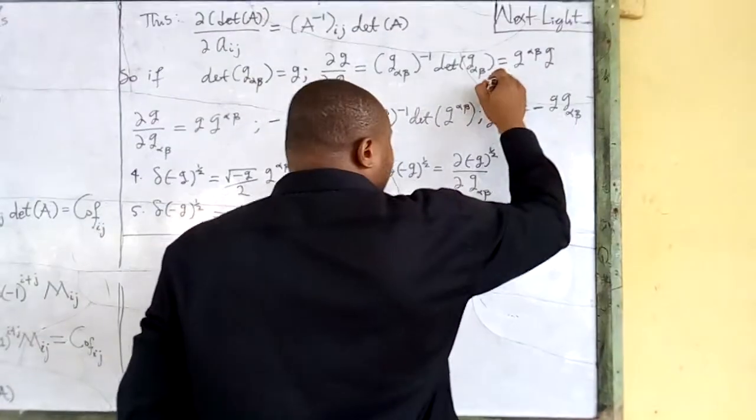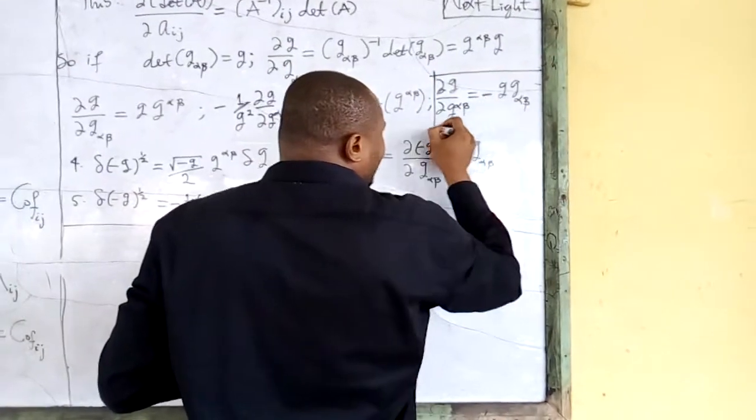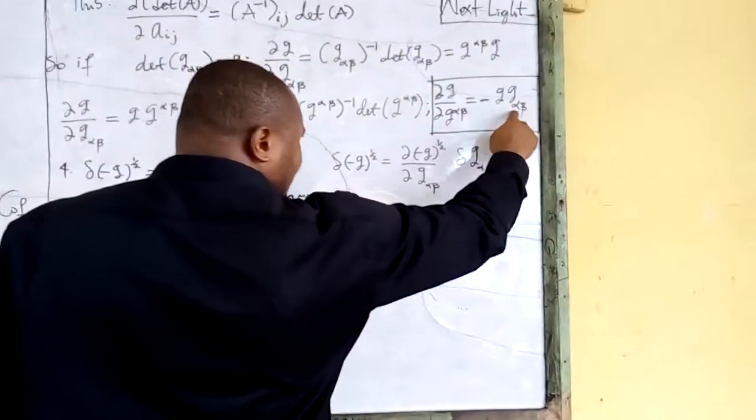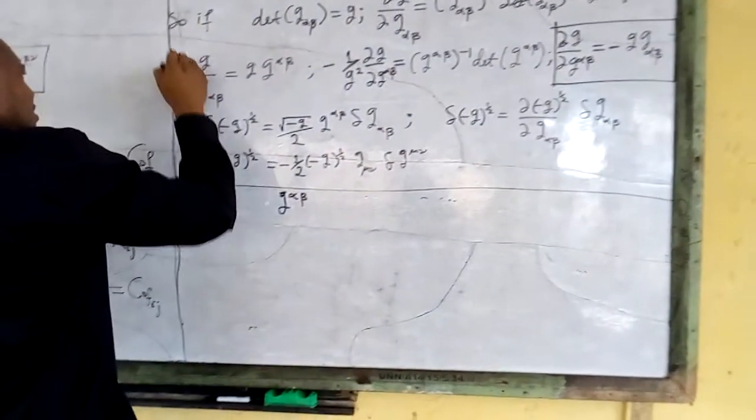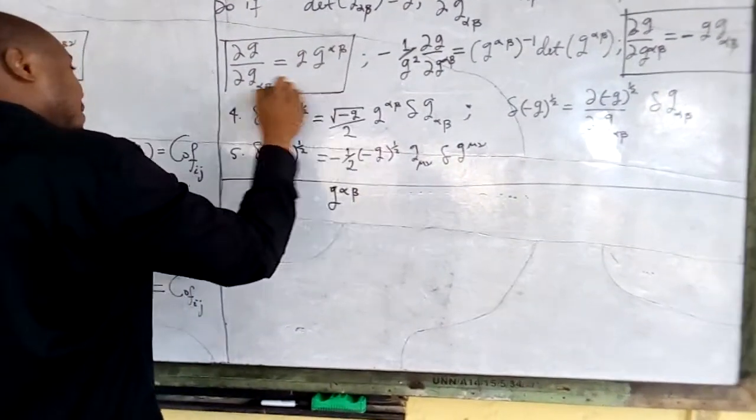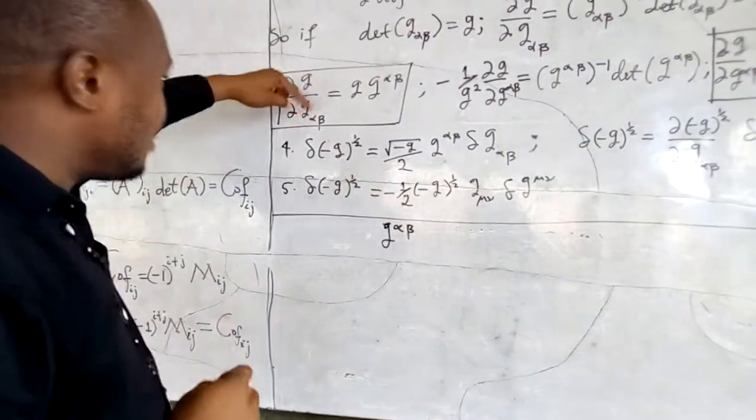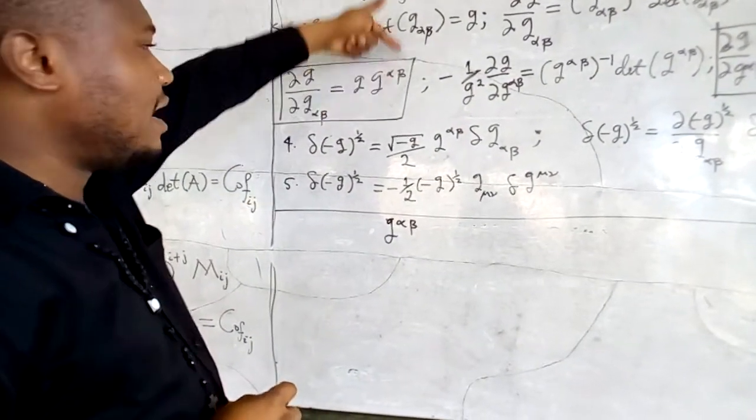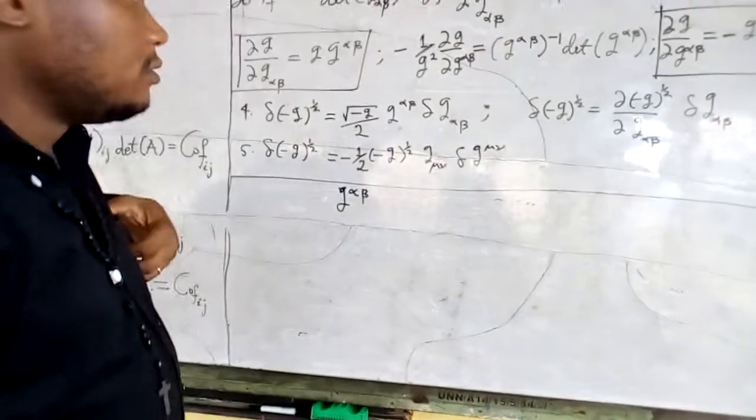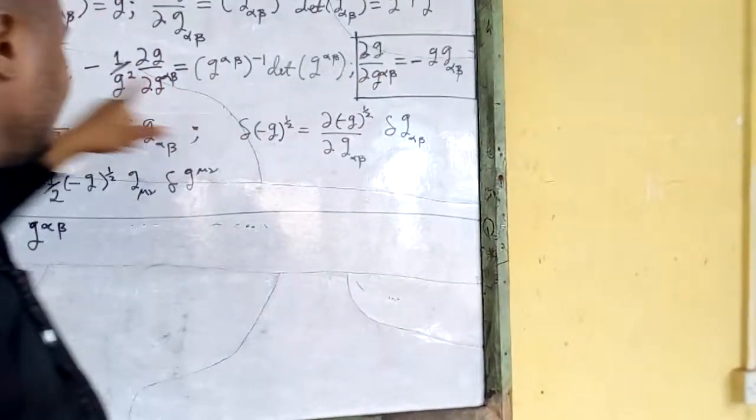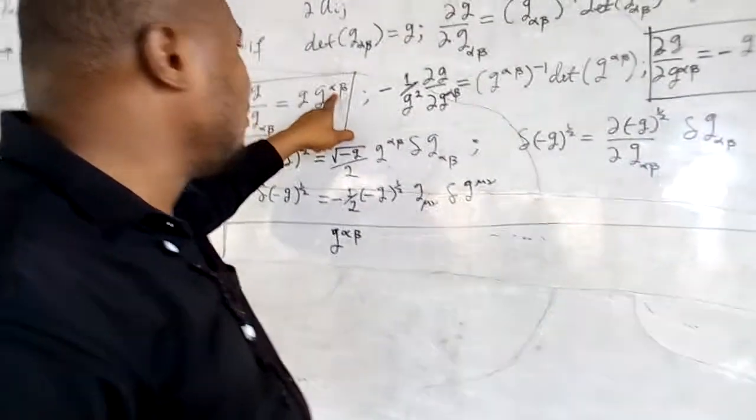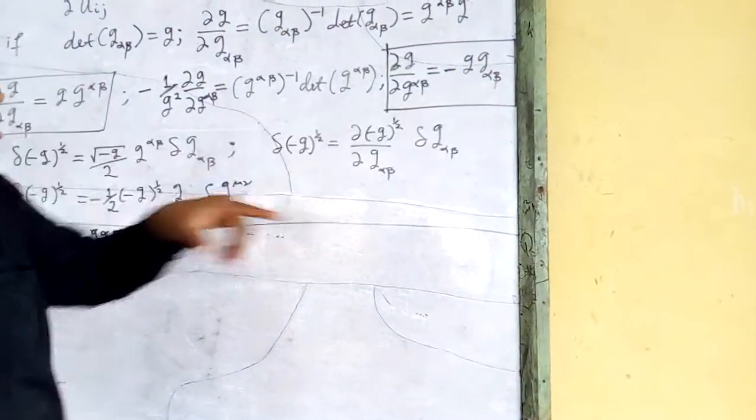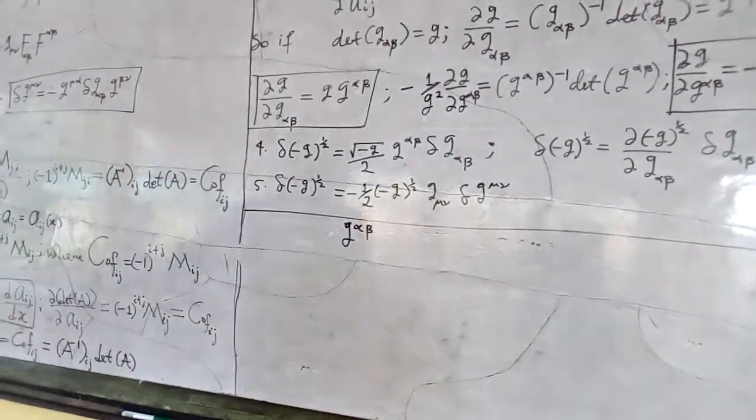For this case, the derivative of the determinant g with respect to g superscript alpha beta will give us minus g sub alpha beta. Now, the derivative of the determinant g with respect to g sub alpha beta will give us g, then g superscript alpha beta. You can take note here, there's a minus sign which is absent here. And here we have alpha beta superscript, or we can call them covariant indices and contravariant indices here.